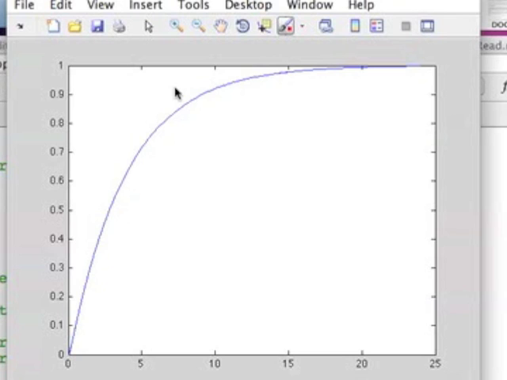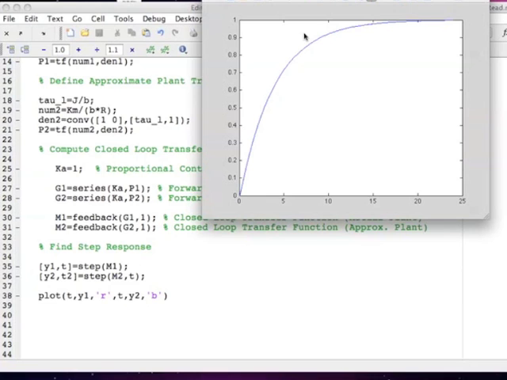Note that the response is going to 1, as we would expect, since it was a unit step input. But it doesn't fully respond until almost 20 seconds, and this would obviously be very slow. There are two curves in this plot, but one lies right on top of the other. The curves are for the actual system's response and for the approximate system's response.